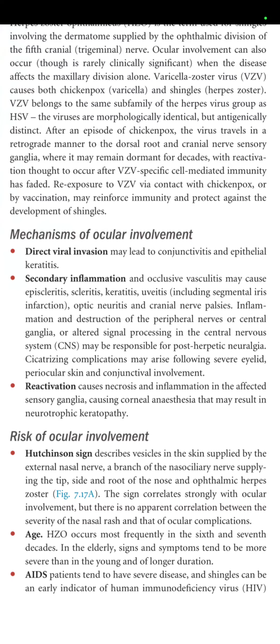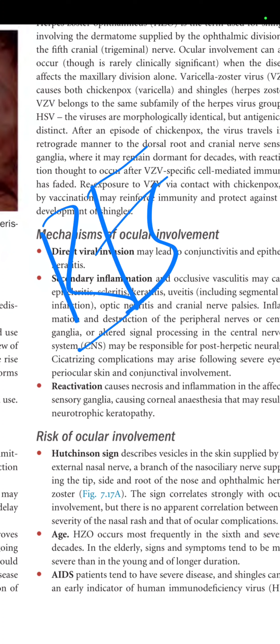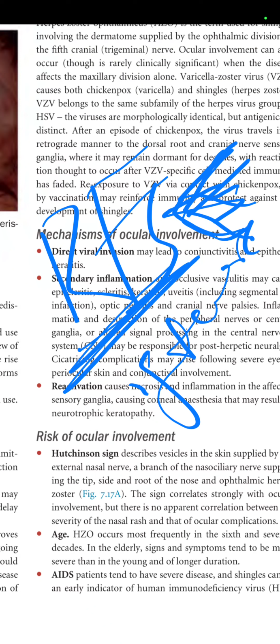Risk of ocular involvement. So what are the risks of ocular involvement? It's a very important sign. So what are the risk factors? Risk factors mean what signifies that if this sign is present, then there is more chance that there will be ocular involvement.